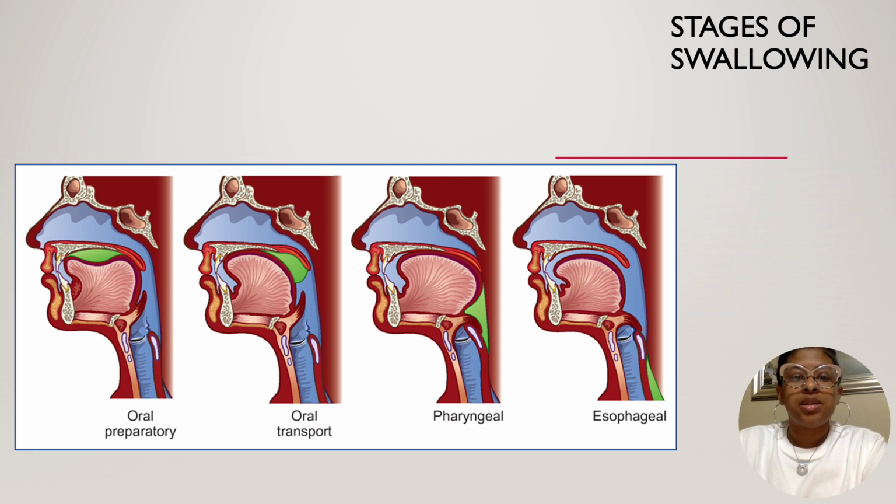Next is the pharyngeal phase. In the pharyngeal phase, muscles of your throat contract and squeeze the bolus and push it towards the opening of the esophagus. Also during this phase, the epiglottis closes off the pathway of your windpipe. The last stage is the esophageal phase. In the esophageal phase, the muscles in your esophagus create wave-like motions to move the food down the esophagus towards the stomach.